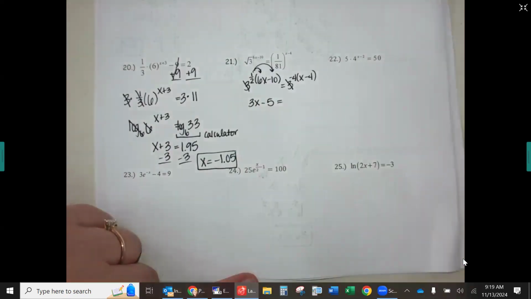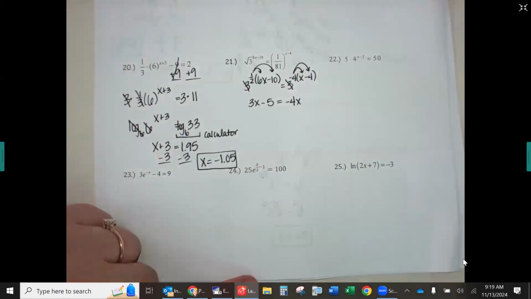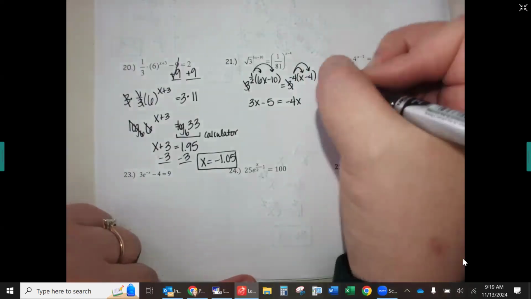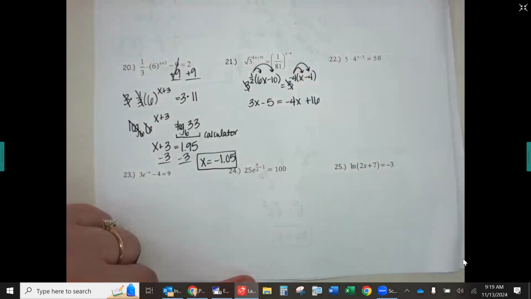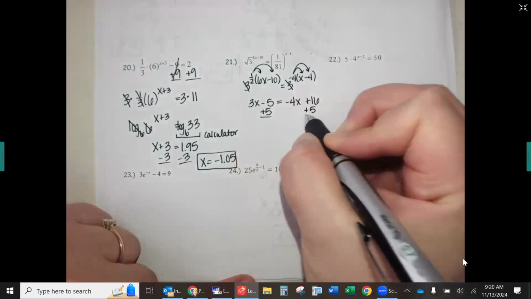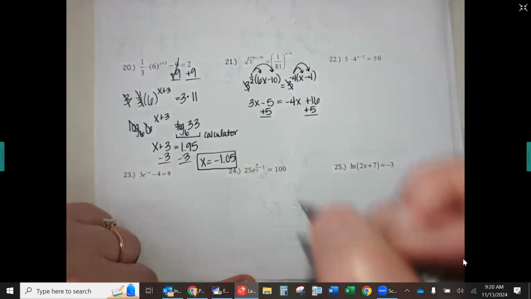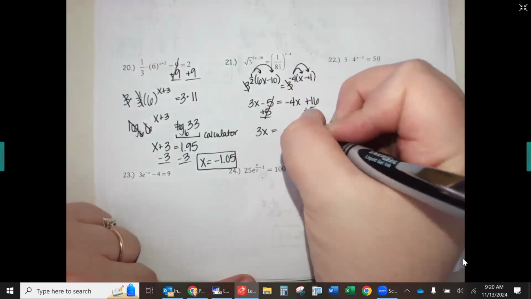And then on the other side, we're going to times in that -4. Remember, the negative came from the fact it was a fraction. So -4 times x is -4x. What about -4 times -4? 16, very good. Okay, from there, how do we get rid of a -5? +5. And 16 plus 5 is going to give me 21.